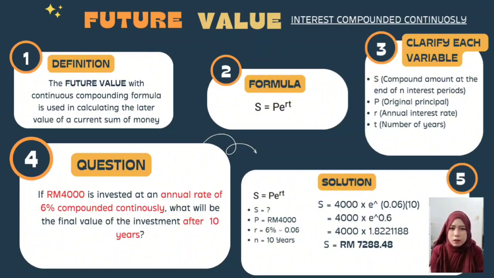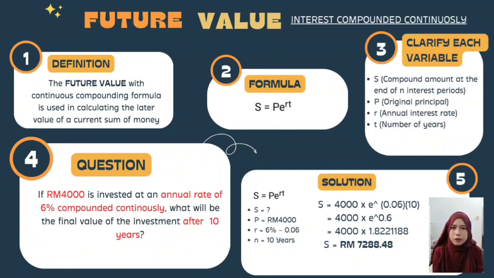The question is, if Rm 4,000 is invested at an annual rate of 6% compounded continuously, what will be the final value of the investment after 10 years? And the solution: we will use the formula S equals P e to the power of RT, where we will find S. P is Rm 4,000, R is 6%, which is 0.06, and T is 10 years.